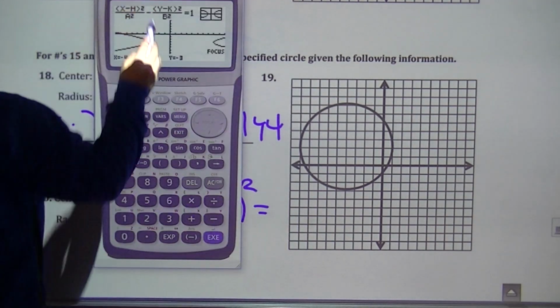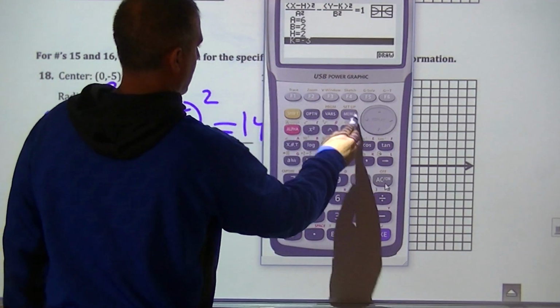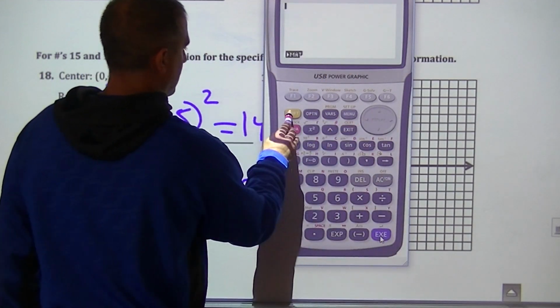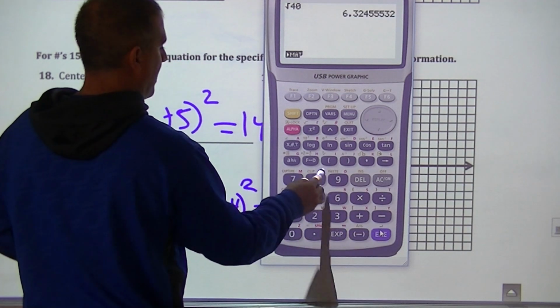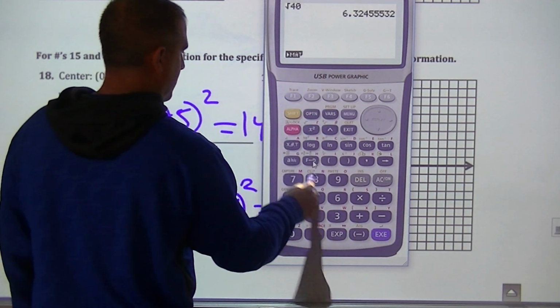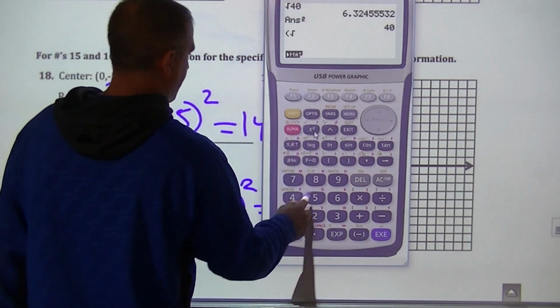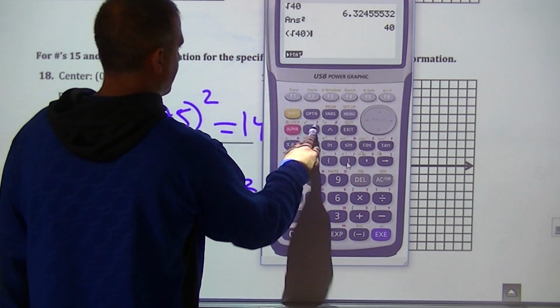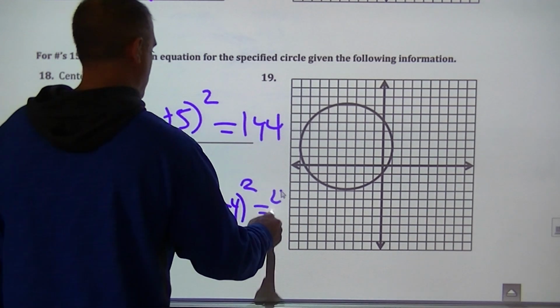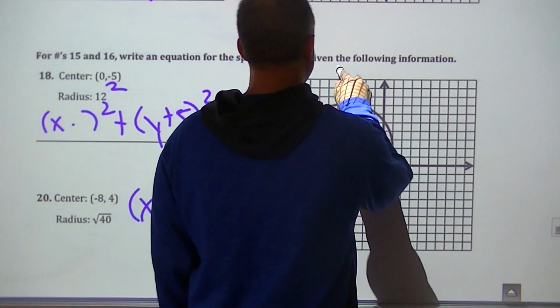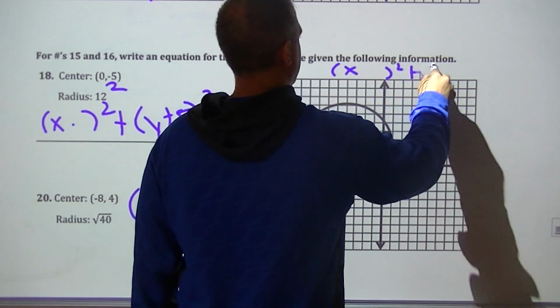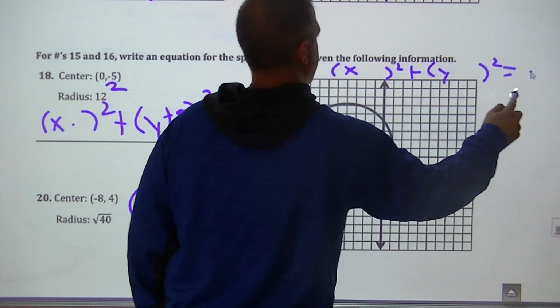Now, with square root of 40, you can do a couple ways. Square root of 40 on your calculator, hit the fraction and decimal, get yourself the decimal and square it. Or you can do square root of 40, make sure you have parentheses around it and square it. That makes that 40. This equation would be x squared plus y squared equals blank.